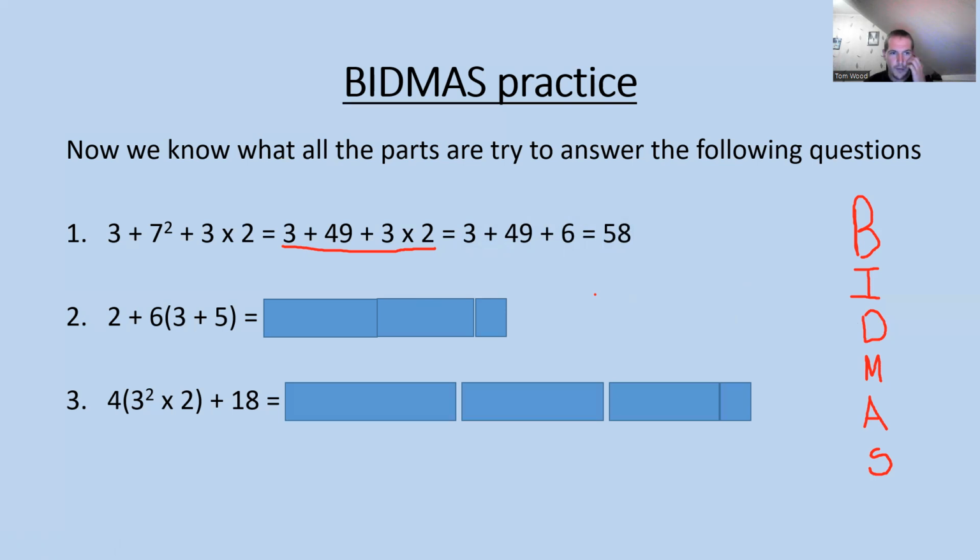Looking at our next problem then, so I've got 2 plus 6 bracket 3 plus 5. Are there any brackets? Yes. So the first thing I want to do is kind of zoom in on what's in that bracket. Okay, I've got 3 plus 5 there. That's going to give me a total of 8.